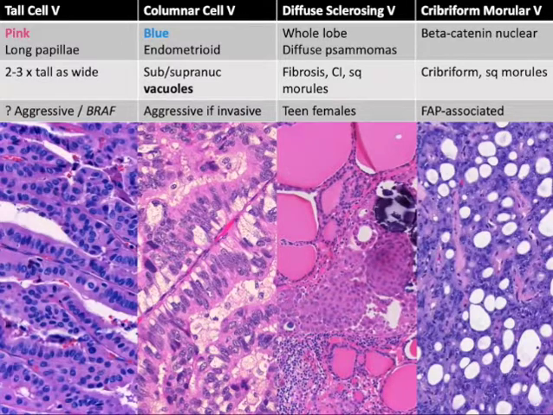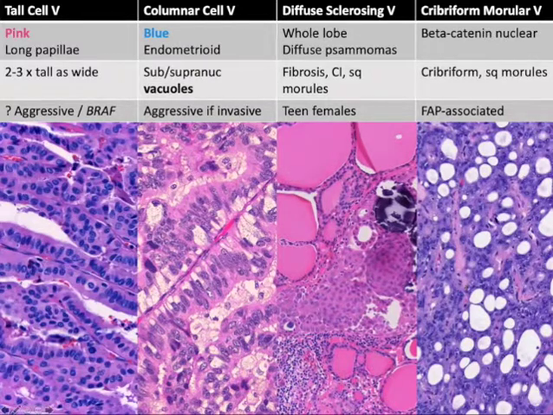All right, variants of PTC are shown here. Tall cell, columnar cell, diffuse sclerosing, and cribriform morular. So tall and columnar are the ones that are tall or columnar, right? But tall cell tends to be more pink on low power with long papillae. Columnar cell tends to be more blue with an endometrioid-appearing look. Aggressivity kind of depends on the extent of invasion, extrathyroidal extension, etc. Both diffuse sclerosing and cribriform morular have squamous morules. Remember, diffuse sclerosing is usually of younger females, can involve the whole lobe or in fact multiple foci throughout both lobes with lots of lymph node mets.